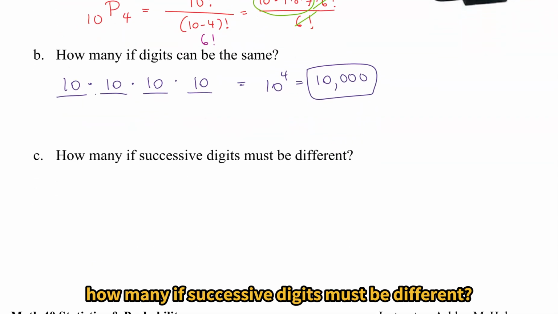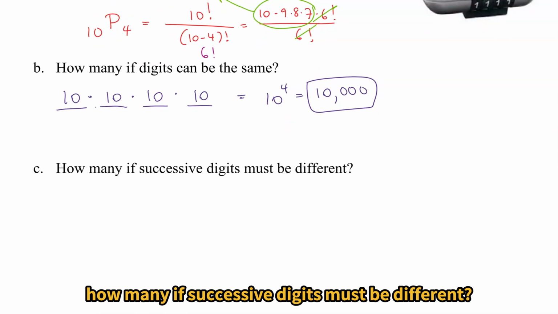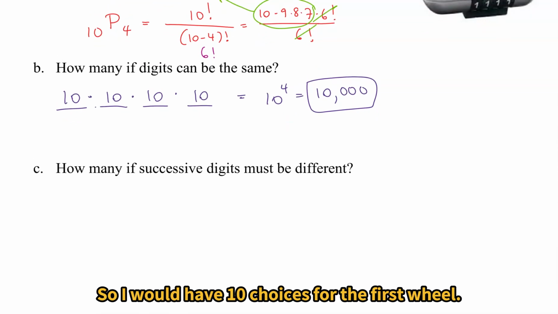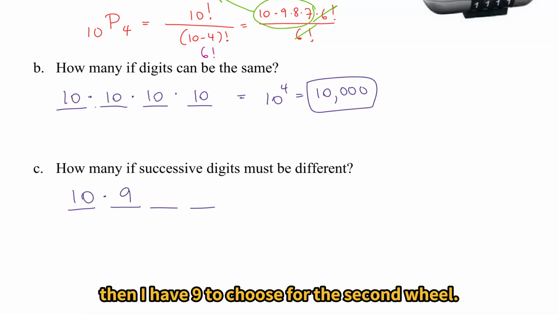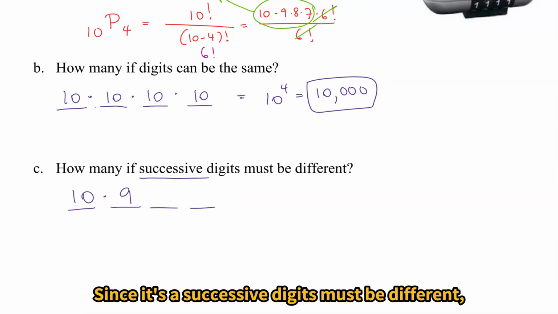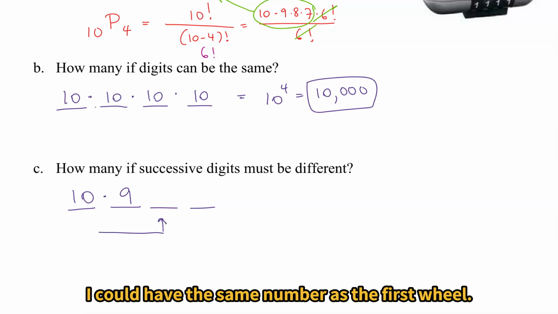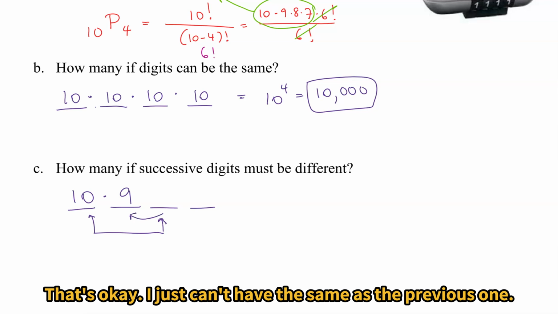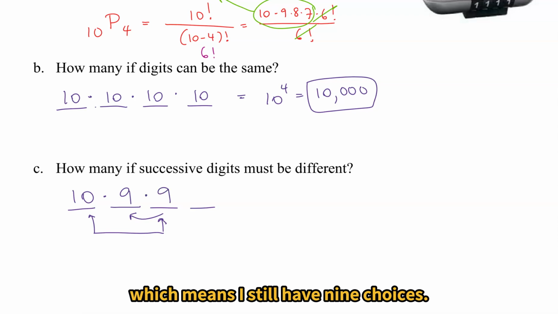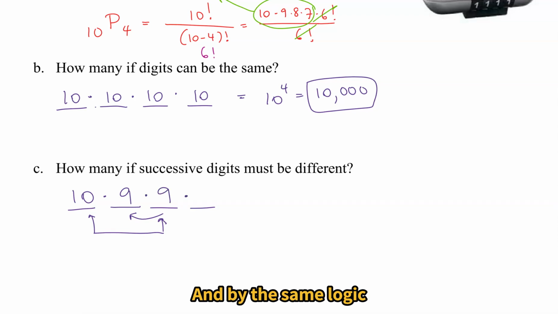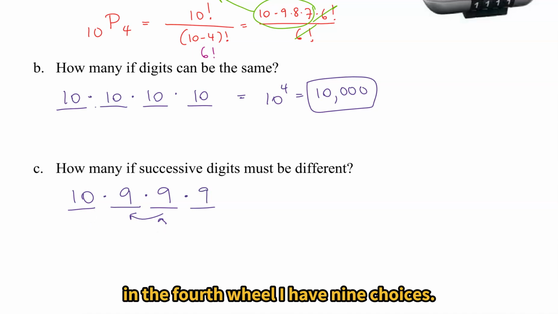And then our last situation, how many if successive digits must be different? So I would have 10 choices for the first wheel. I pick a number for the first wheel. Then I have 9 to choose for the second wheel. Since it says successive digits must be different, in this third wheel, I could have the same number as the first wheel. That's okay. I just can't have the same as the previous one. So I still have 9 choices. And by the same logic, in the fourth wheel, I have 9 choices.